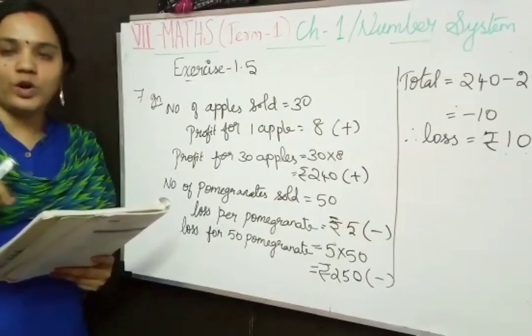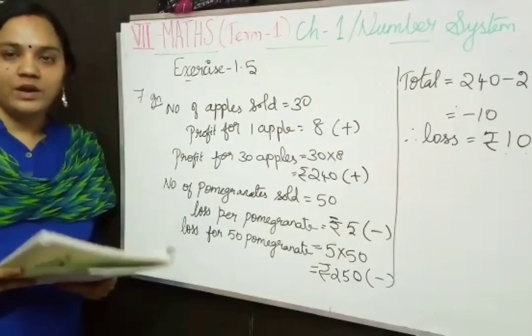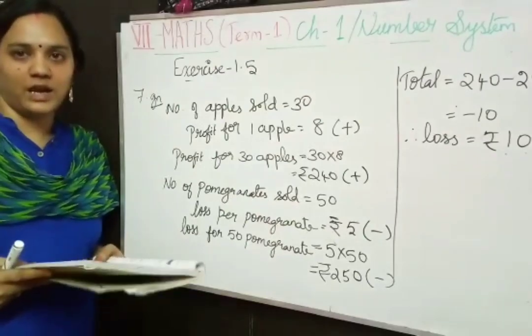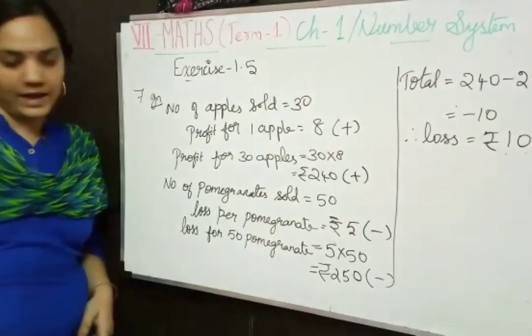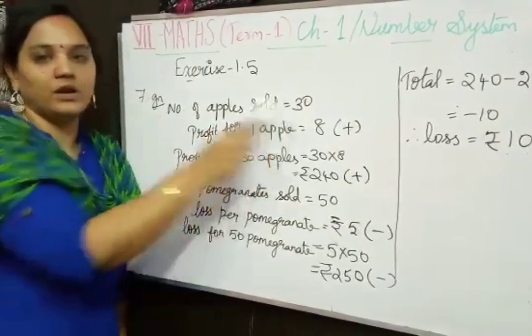What will be her overall profit or loss? Profit or loss first கண்டுபிடிக்கணும். Then we have to find out how much amount she lost or gained. Okay, so now I have written number of apples sold. How many apples she sold? 30 apples.